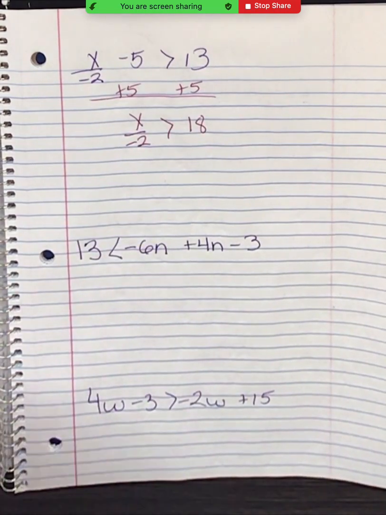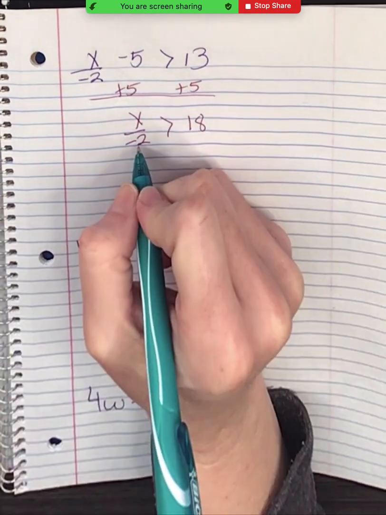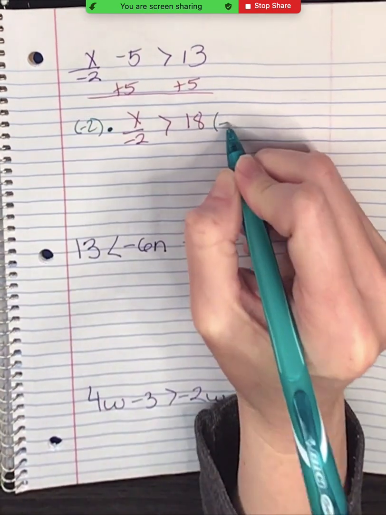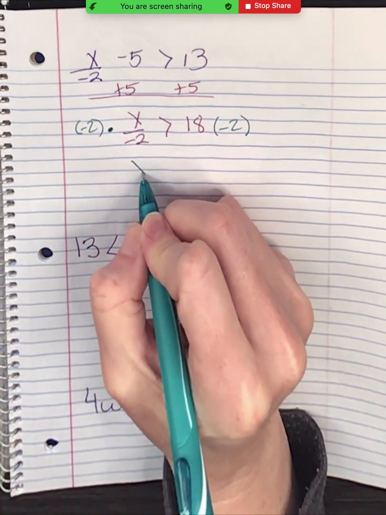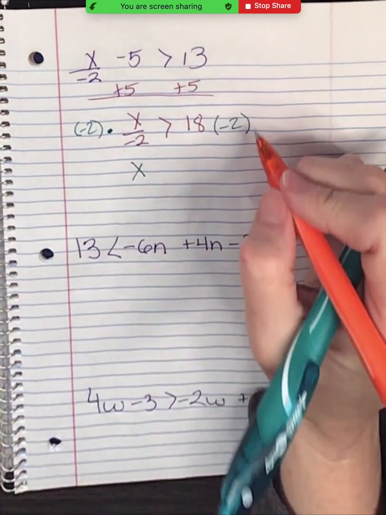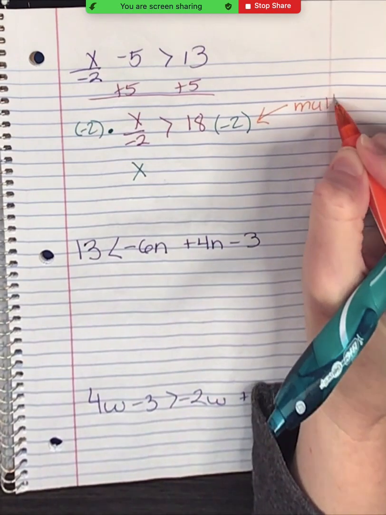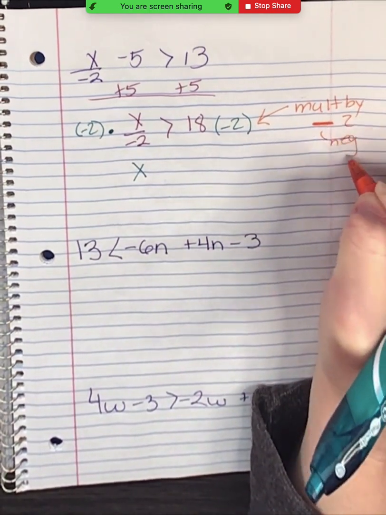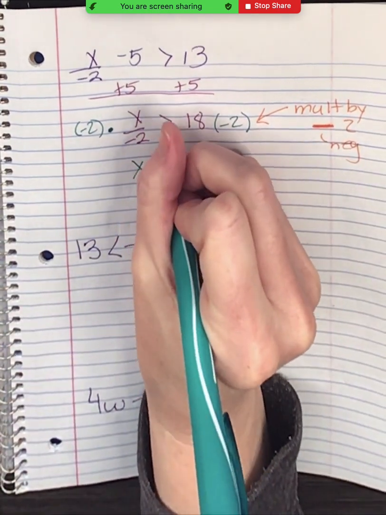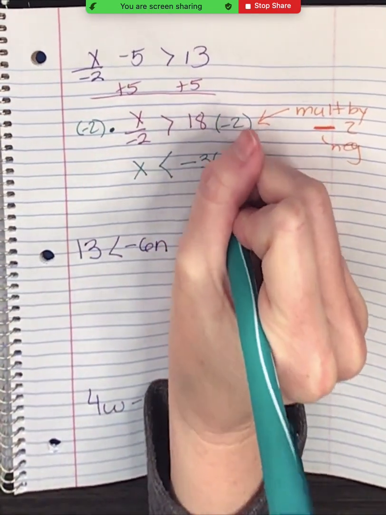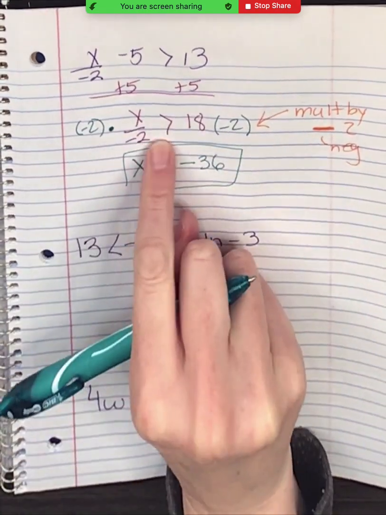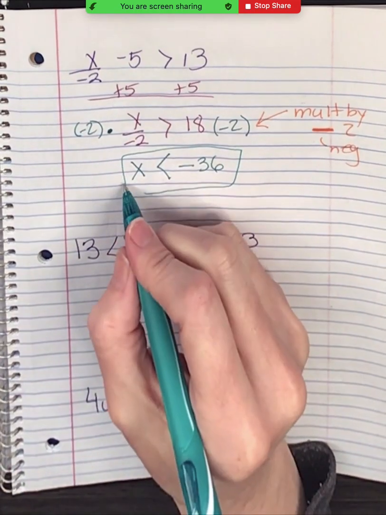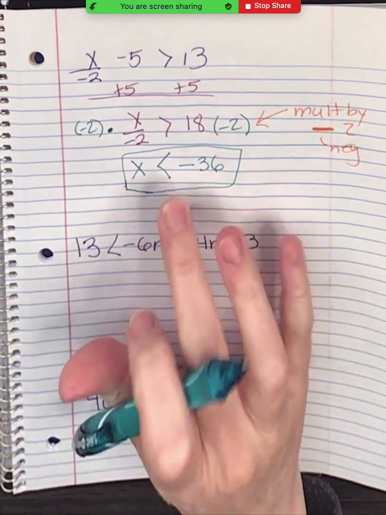Okay? Then I need to get x by itself. So it's dividing by negative 2. So I'm going to multiply by negative 2. So that's how you get your x. You multiplied by a negative. So you have to switch your inequality. So now x is less than negative 36. Okay, it started as x being on the greater side, but you multiplied by that negative, so now you're going to switch it to less than.